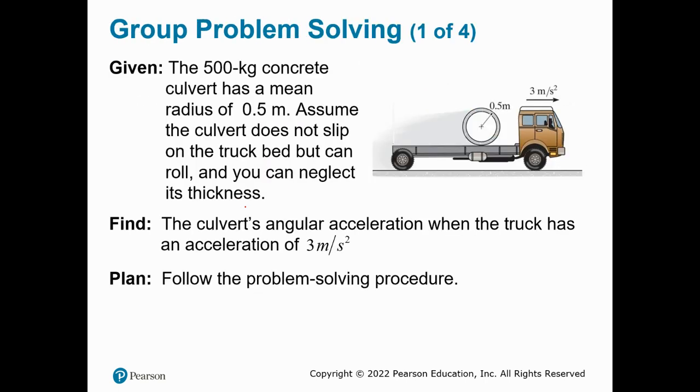Okay, next one. This thing right here, the truck, where on top of it we have this cylindrical shell carrying concrete, 500 kilograms. And then we know the radius. We assume it does not slip on the truck but can roll. We neglect the thickness. We're looking for the angular acceleration when the truck has an acceleration of 3 meters per second squared.